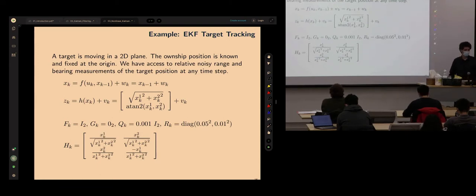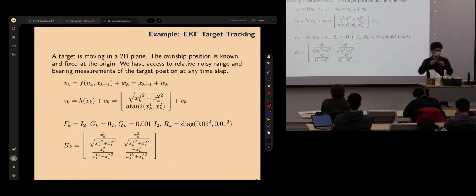So let's revisit the target tracking example. There's a 2D target. We know the on-ship position, fixed at the origin. This time we make it a little more realistic. The sensor is giving you a range and bearing. The angle relative to, let's say, forward looking, and then range. You do have physical sensors like radar to get this sort of measurements. Or camera. A camera will give you just the angle, right? You don't have a depth, but maybe if it's a depth camera, you get depth and angle.